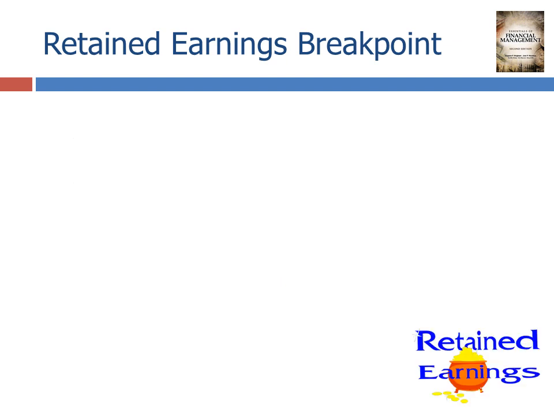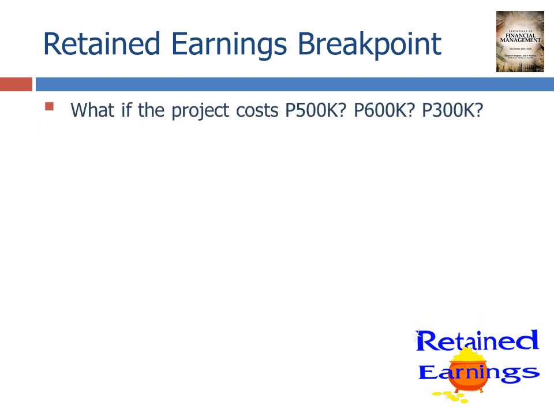Okay, now let's try to apply the retained earnings breakpoint that we computed in the previous slide. So our RE breakpoint is 500,000. Given that our available RE is 300,000 divided by 60%, we get 500,000. So how do we use the RE breakpoint? We use it as a threshold to determine if projects will have higher WACC or lower WACC, meaning will we use a higher cost of equity because of new common stock or a lower cost of equity because we use retained earnings. So we have different projects with different amounts or costs.